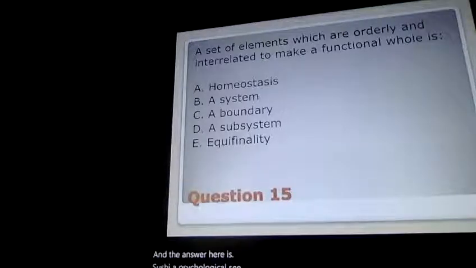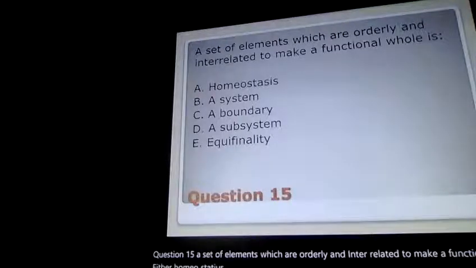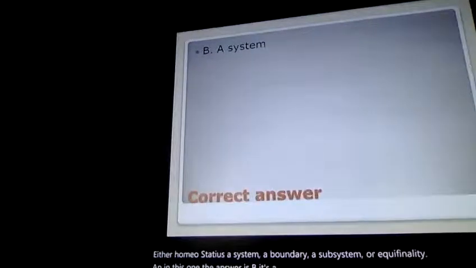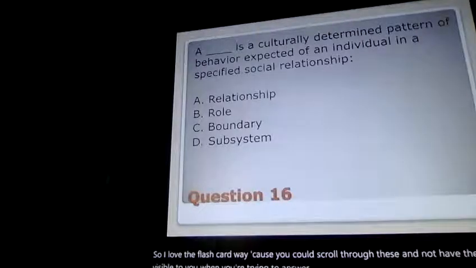Now, question 15, a set of elements that are orderly and interrelated to make a functional whole is either homeostasis, a system, a boundary, a subsystem, or equifinality. And in this one, the answer is B. It's a system. So I love the flashcard way because you can scroll through these and not have the answer visible to you when you're trying to answer it yourself, even on paper.